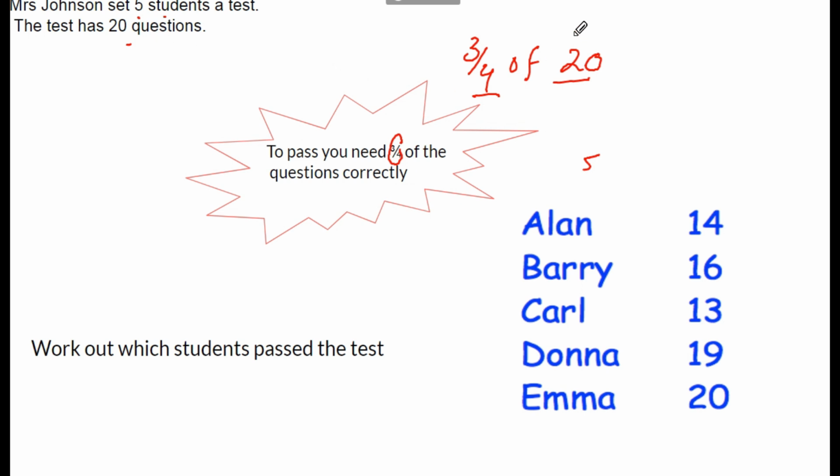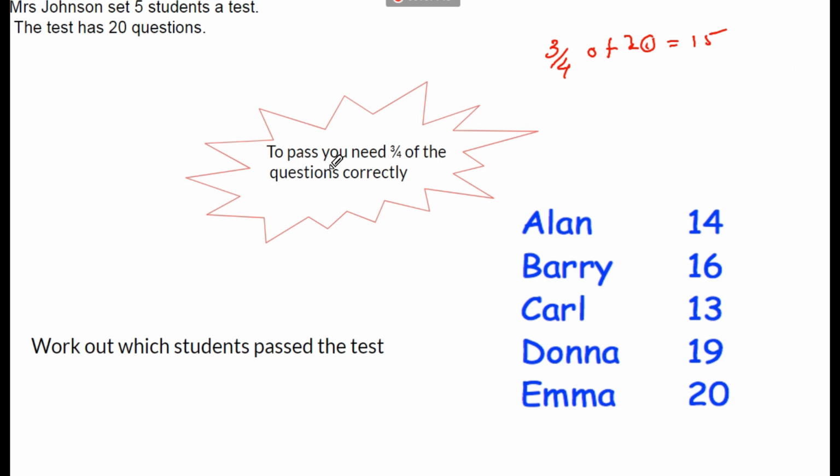Okay, so I have just written whatever they have told me. They said that 20 questions are there. I have written here 20, and they said 3/4 of the questions, so I have written here 3/4 of questions. That means 3 by 4 times 20, right? Now what we need to find, work out which students pass the test. For that we need to find what is 3/4 of 20. Okay, so again we need to find whether any top number can be simplified with the bottom number. So yes, 4 times 5 is 20. Now we are left with 5 times 3, that is 15. It means to pass you need 15 questions correct, right?